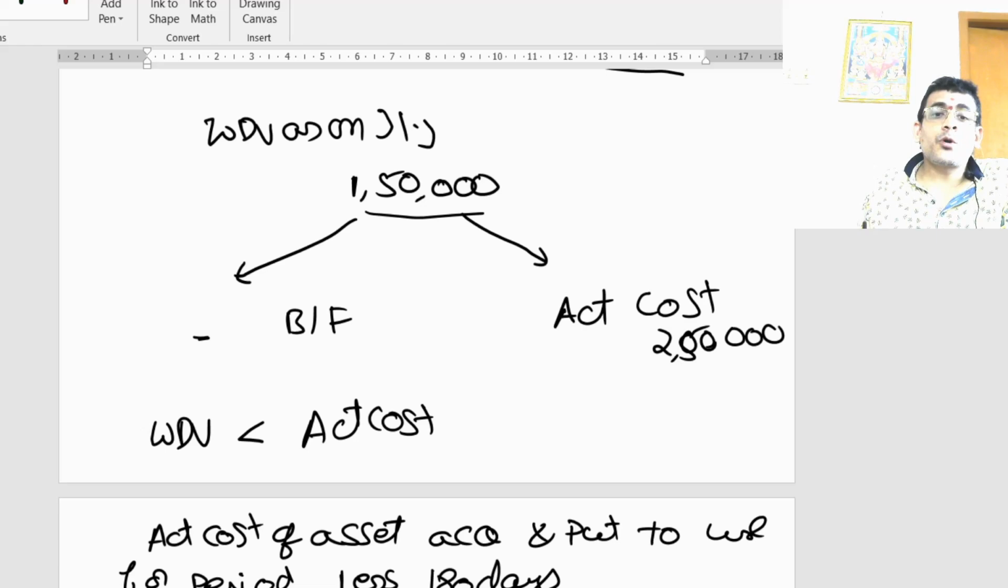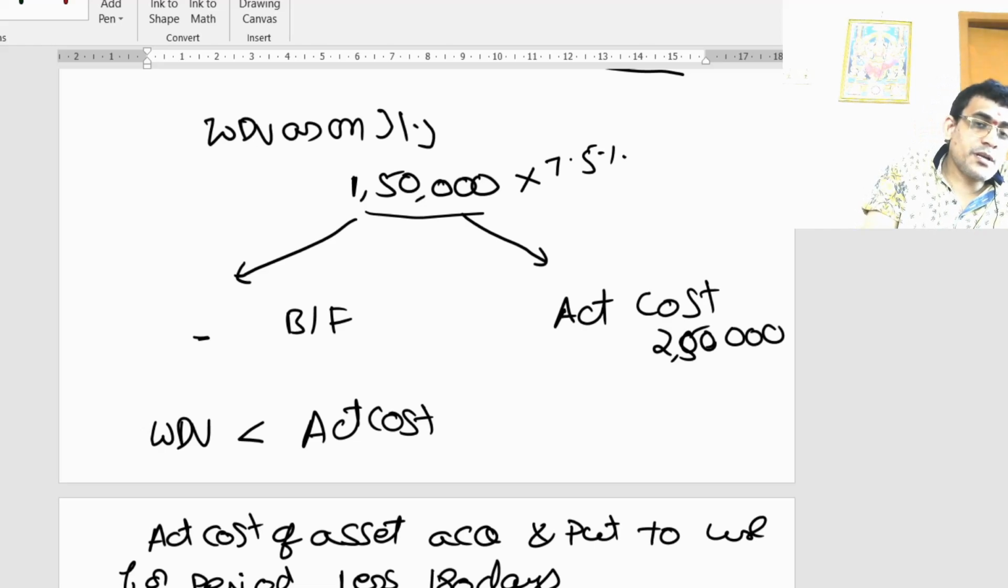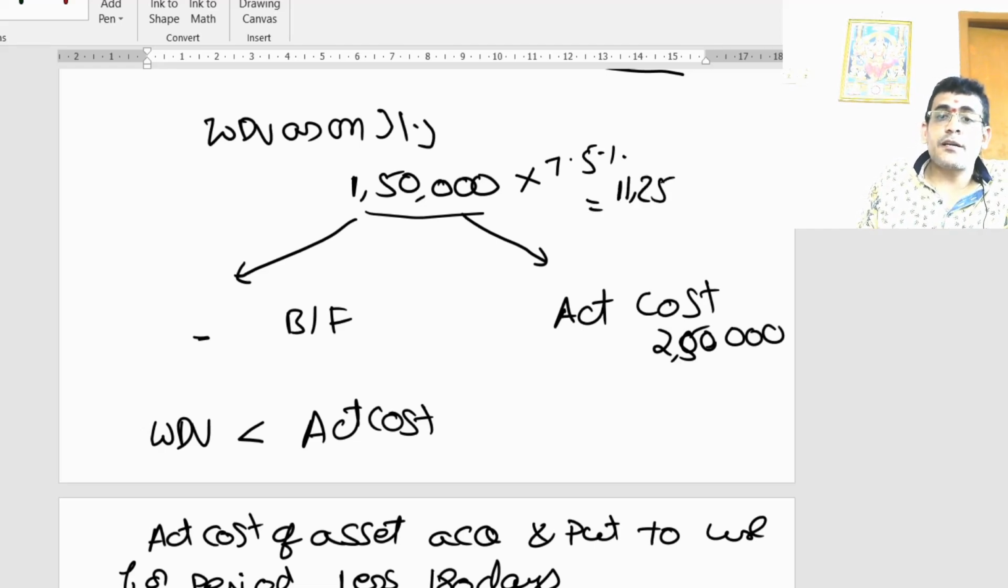If I am going to apply this principle, then what is my depreciation? My depreciation will be 1 lakh 50,000 into 50% of the normal rate of depreciation. What is my normal rate of depreciation? 15%. 50% of that, 7.5%. Now let us see what is the depreciation here. 1,50,000 into 7.5%, which is going to be 11,250 as the depreciation.